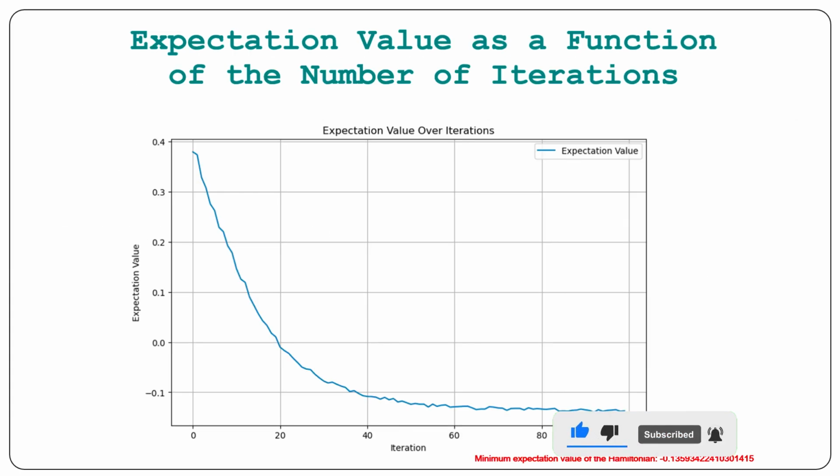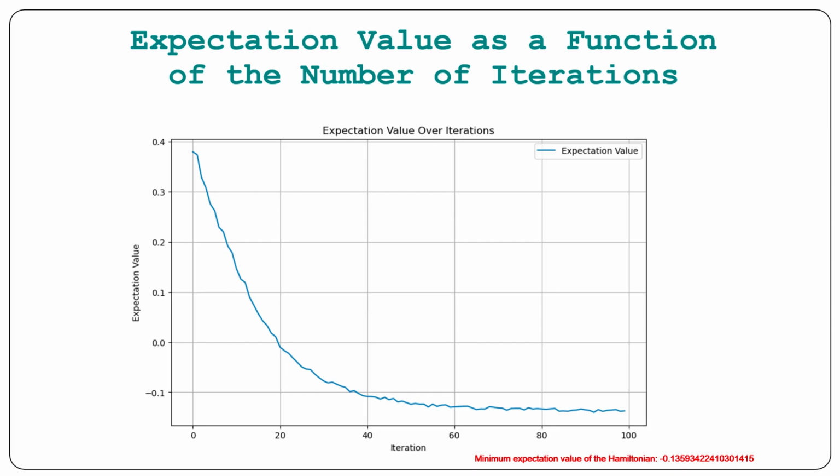The expectation value plot shown in the figure provides a visual representation of the optimization process in the VQE algorithm. It shows how the expectation value of the Hamiltonian decreases over iterations, indicating the effectiveness of the gradient descent optimization in finding the parameters that minimize the energy.